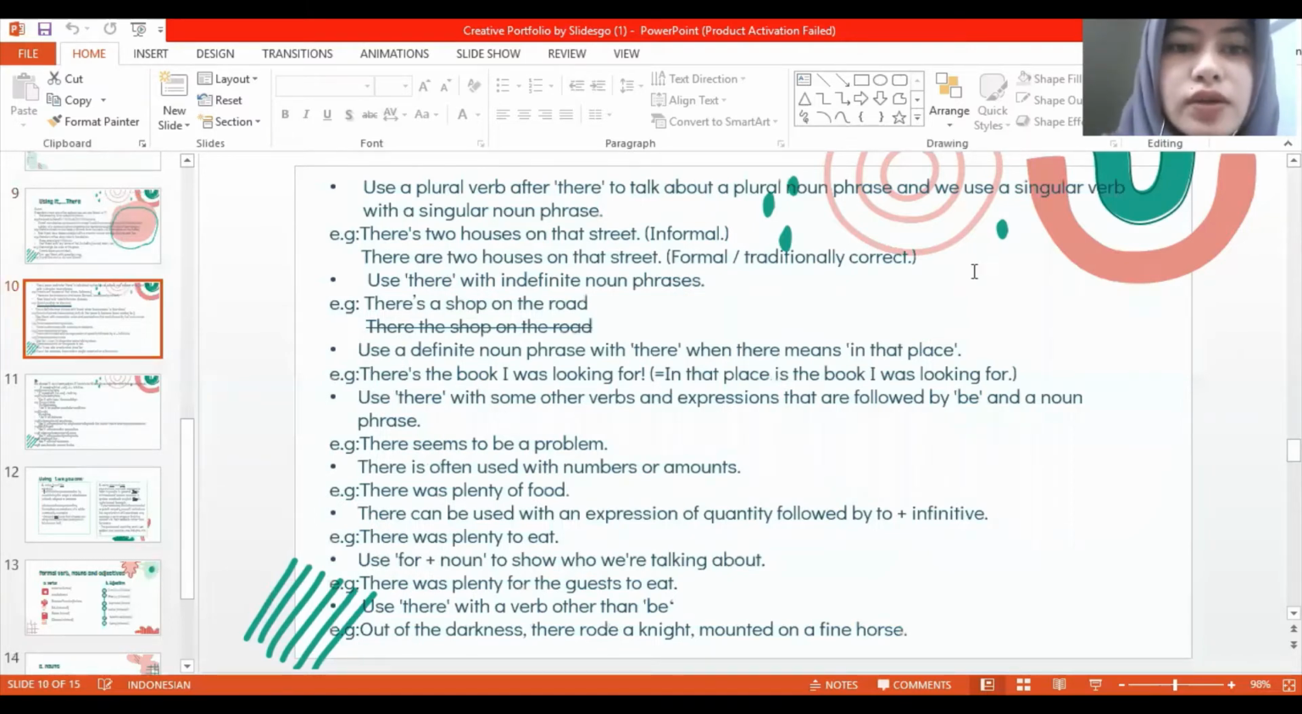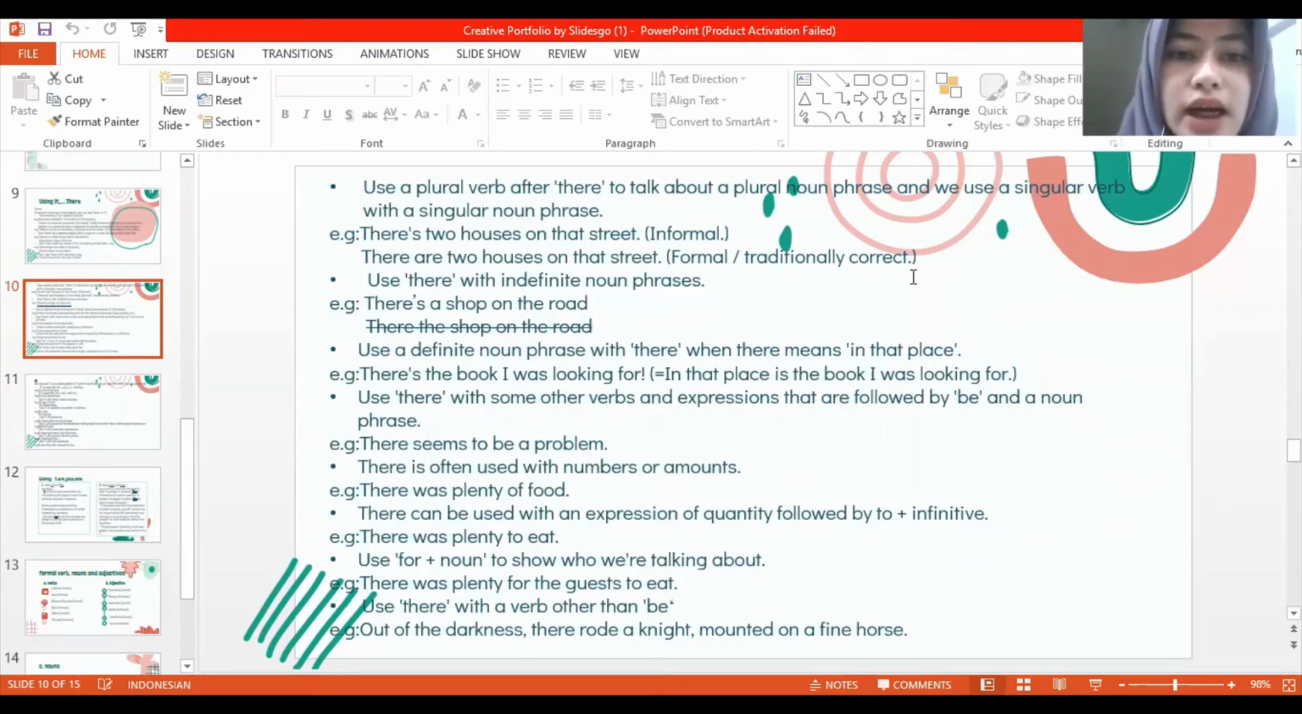Next, use a plural verb after there to talk about a plural noun phrase, and we use a singular verb with a singular noun phrase. Example, there is two houses on the street. It is an example from informal, and an example from formal is there are two houses on that street.